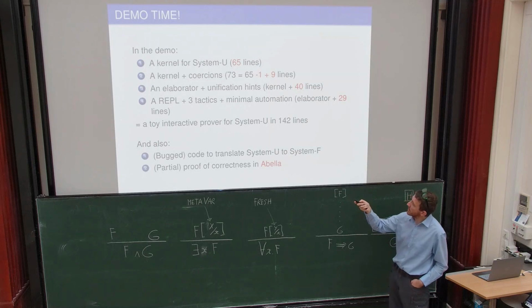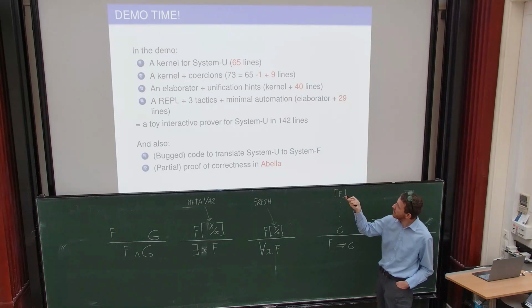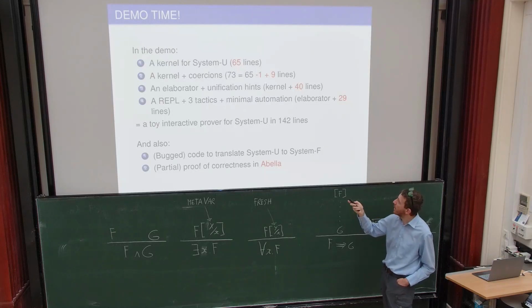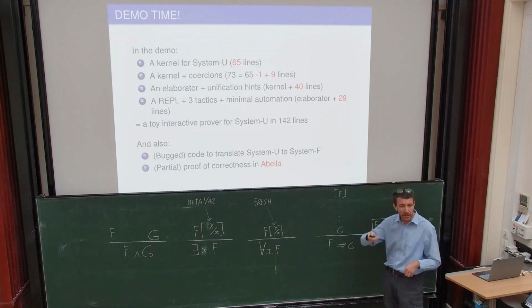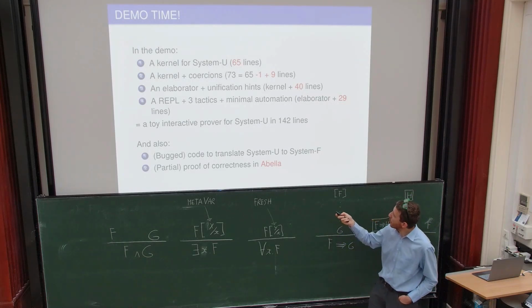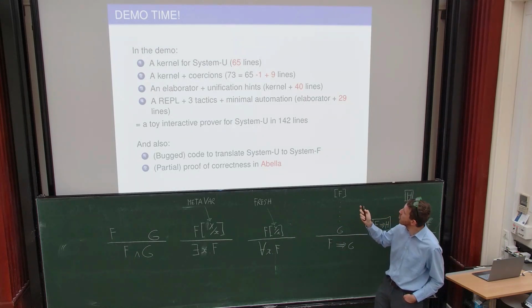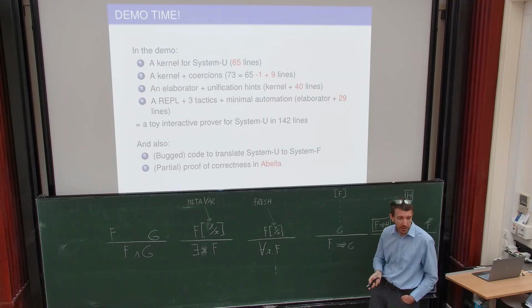So what I do in the demo, the first part, is implementing an interactive prover for System U in 142 lines of code. I will first implement the kernel, the type checker for System U, in 65 lines. Then I will add, for example, coercions to see how to tamper with things like you usually do in a prover. I will add an elaborator plus unification hints in 40 lines, and finally a prototype of a REPL, 3 tactics, and minimal automation in 29 lines.